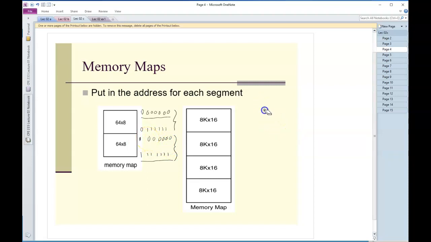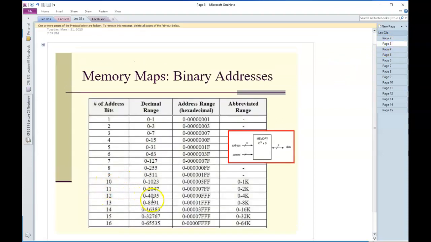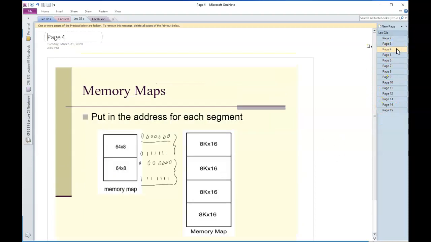So the same idea for this memory here. I'm going to say 8K. So I'm going to go back to the previous slide and say 8K. It's this thing. That's 2 to the 13th. That's 13 address lines, and 13 address lines for each of these devices. Okay, for this one device, that's the address range.